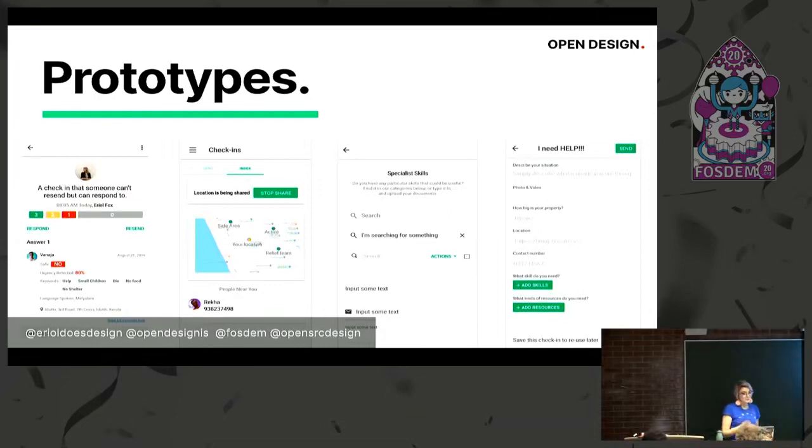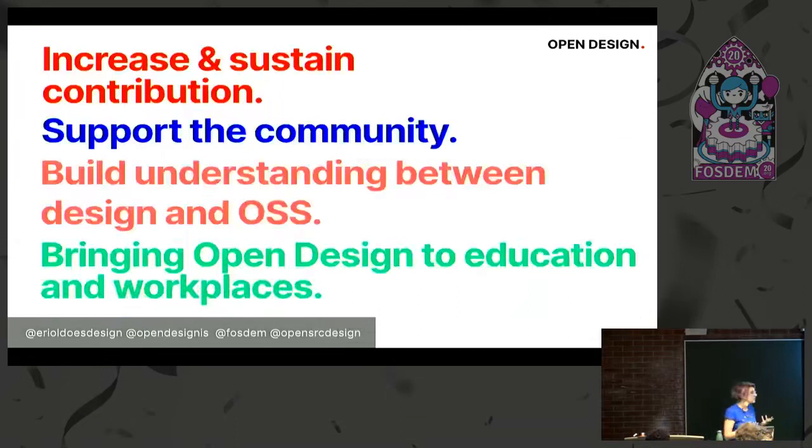So to wrap up, the aims of the Open Design project going forward are still to increase and sustain contribution from designers to open source, to support the community, and that means both the design community and the open source community, to build the understanding between those 2 functions, to start to break down the jargon, start to break down the bridges that we may have constructed over the years of our operations, and bringing open design to education and workplaces to start making sure that OSS is valued within the design community and within our workplaces, as well as our educational institutions.